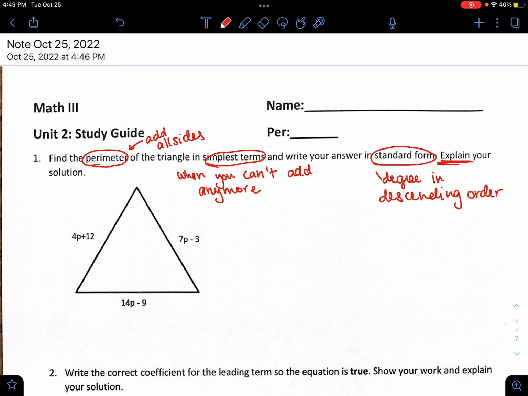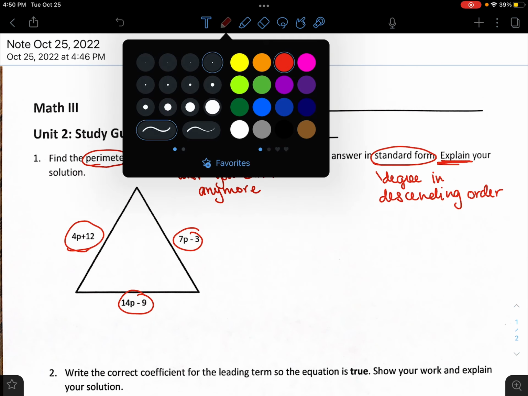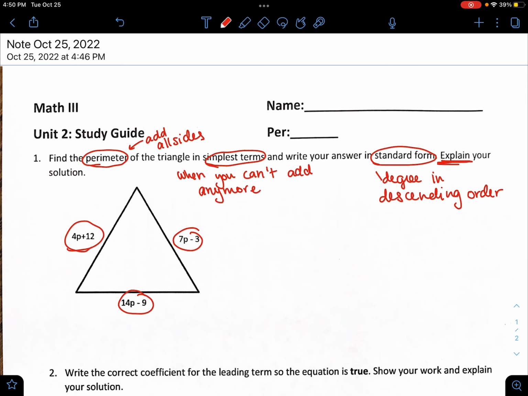Okay, so we have to add all sides. So that means I have to add this, this, and this together. And I think I showed you guys last time on how you can do this easier. But first, let's add all of them together. So we have 4p plus 12 plus 7p minus 3 plus 14p minus 9. You can do this in any order you like.